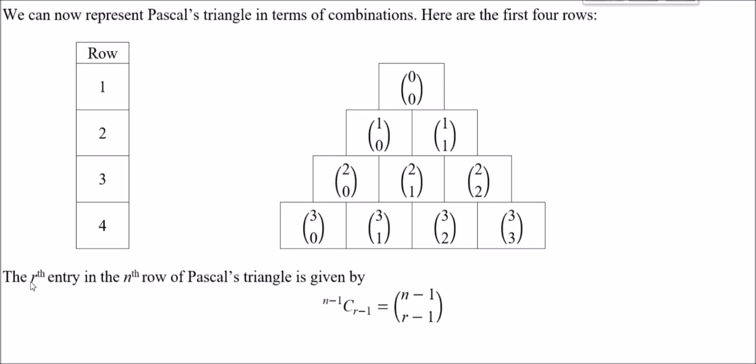Generally speaking, the rth entry in the nth row of Pascal's triangle is given by this. So it's (n minus 1) choose (r minus 1). So we knock 1 off the row you're after, and you knock 1 off the entry in that row you're trying to find. And in column notation, it's written as (n minus 1) over (r minus 1).